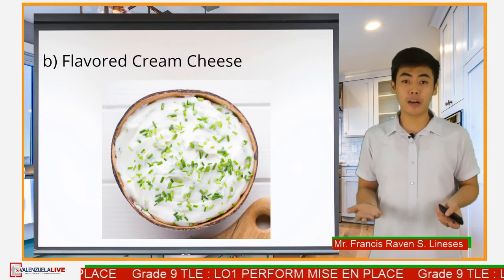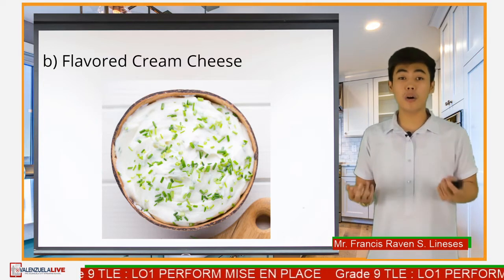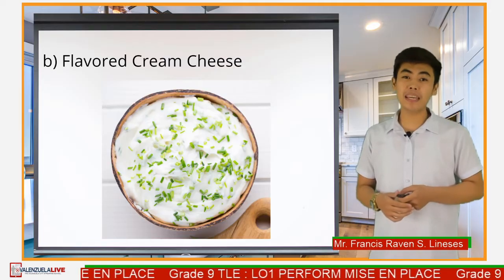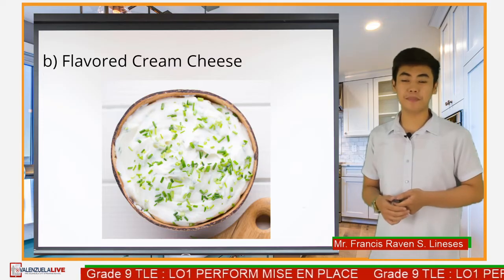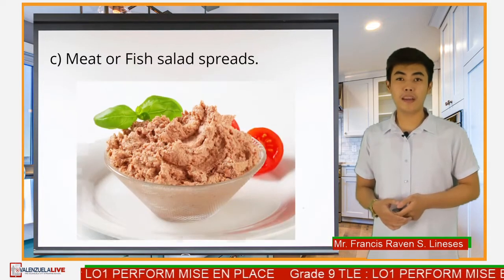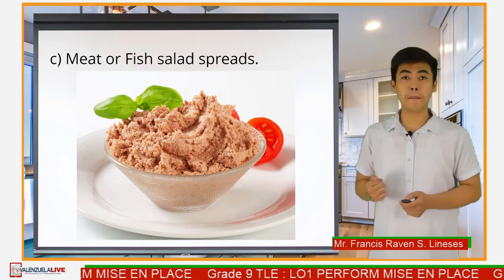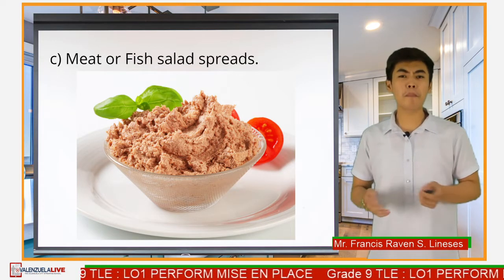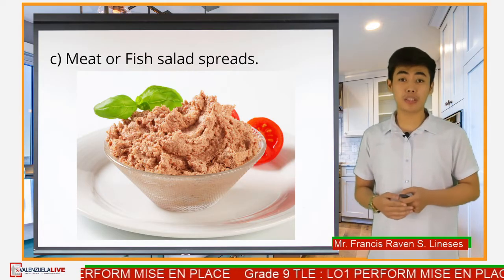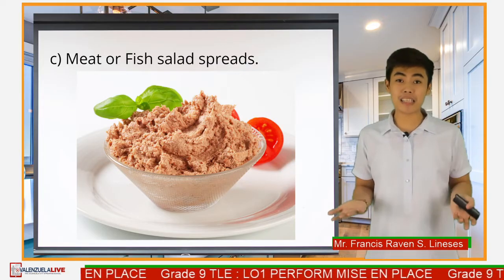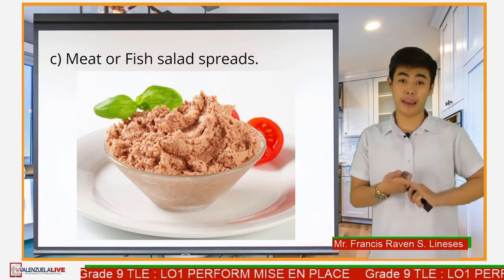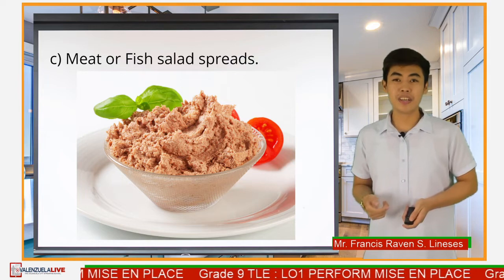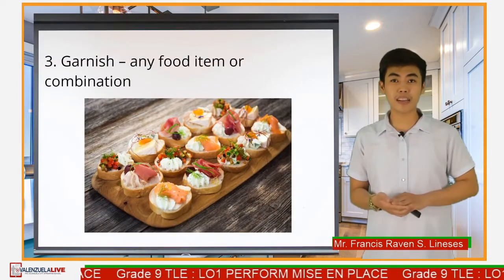Aside from its function as a spread, we can also use it when making dip, cooking an egg dish, making mac and cheese, etc. Then letter C, we have the meat or fish salad spreads, made from finely chopped meat or fish that are spreadable, whereas we have the common tuna spread, ham spread, and chicken spread. Okay? So now let us proceed to the third part of canapé.